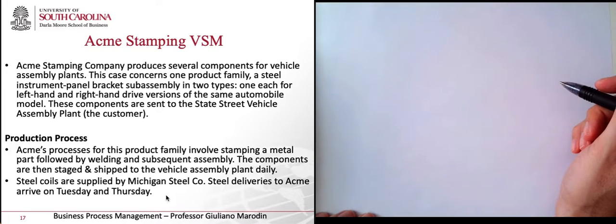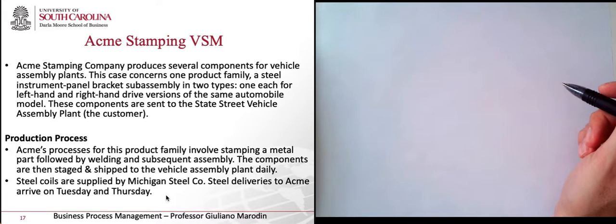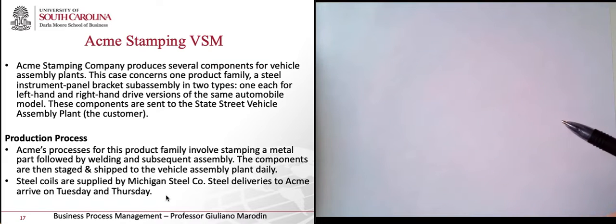So the stamping company has several components to assembly plants. We're concerned with the specific product family of a steel instrument panel bracket. There are two types, one left-handed and the other right-handed drive versions. And these components are sent to our customer, State Street Vehicle Assembly Plant. So we're going to follow this family of two different products. This process involves stamping, followed by welding and sub-assembly.